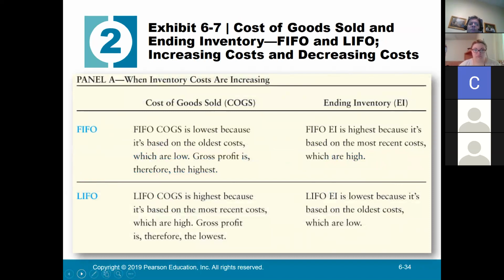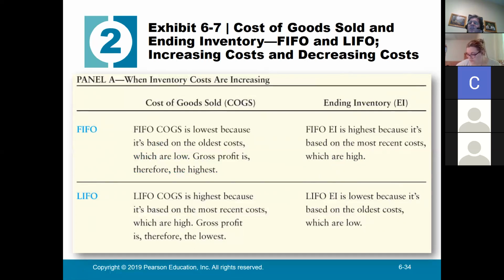Okay. So when inventory costs are going up, we're going to sell the low cost old items and still have on hand the newest and most expensive items. Under LIFO, when the prices are going up, you're going to sell the newest, highest cost items, and your ending inventory is going to be the old stuff, which is going to be the lower cost.